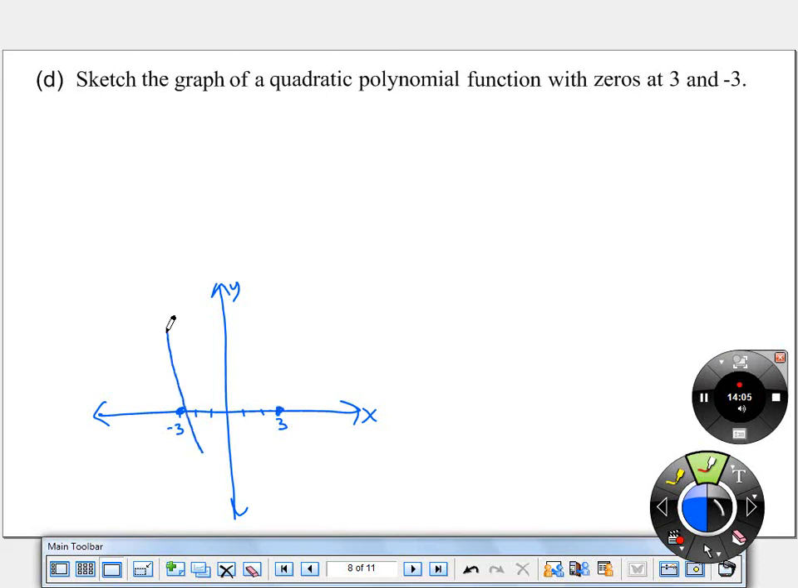So you could draw this concave up or concave down. You could draw the vertex wherever you want because we don't have that information. This is just an example that meets that criteria.